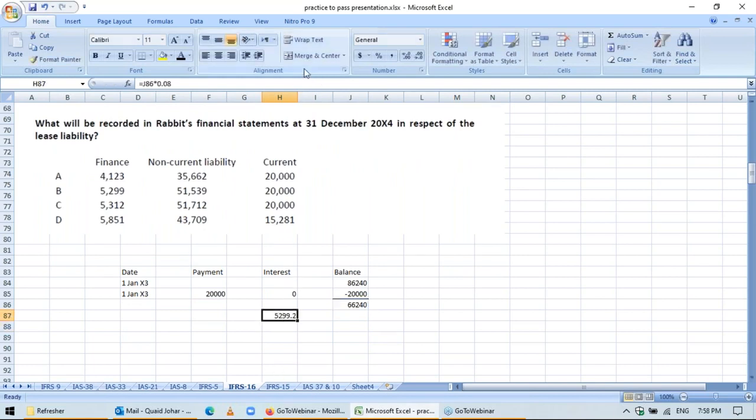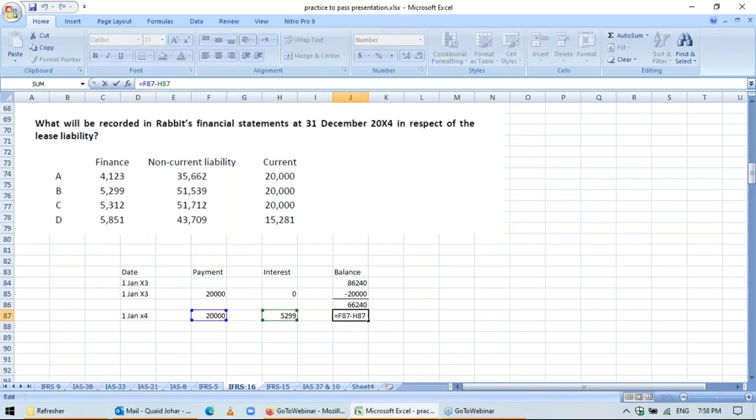So let's round it off. So this is the interest for the year 2003, because the balance during 2003 was 66,240, right? Then on 1st January 20X4, another payment occurs. So when this payment occurs, interest will be paid off in this payment, and the principal amount will be 20,000 minus 5299.